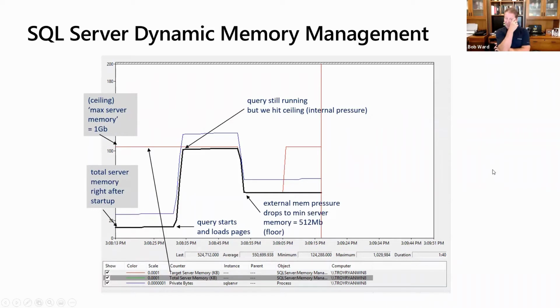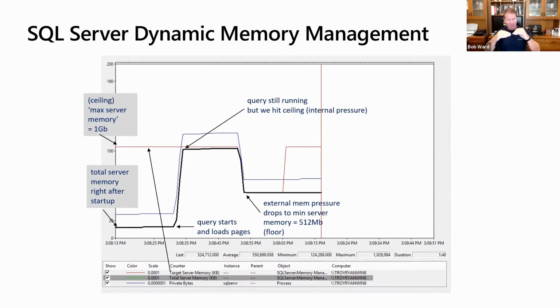Okay, let's say external memory pressure kicks in. What do I mean by that? So somebody allocates more memory on your operating system than SQL Server. And so the operating system tells SQL Server, hey, we're low on memory here. And we recognize those scenarios. SQL Server is designed to recognize low memory signals on a Windows system. And it says, oh, I'm going to drop SQL Server memory. That's external memory pressure. But notice here, the black line goes down, but so does the red line.